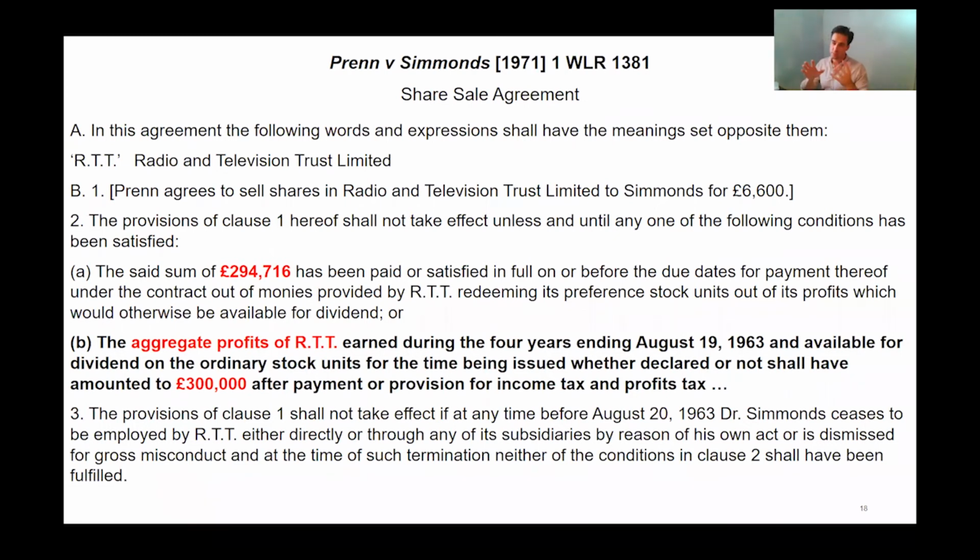So that's Pren and Simmons. And when you look at the argument composition, it's really quite one-sided. Mr. Pren was simply relying on the argument that RTT meant RTT Limited, but Clause 3 suggested that that term could be used in two ways. And then the purposive and contextual arguments were really in favor of Dr. Simmons.